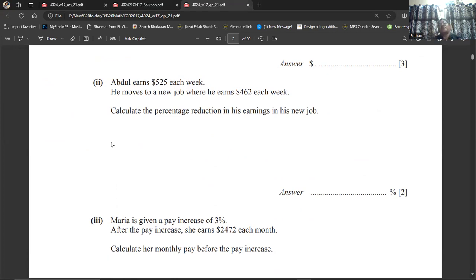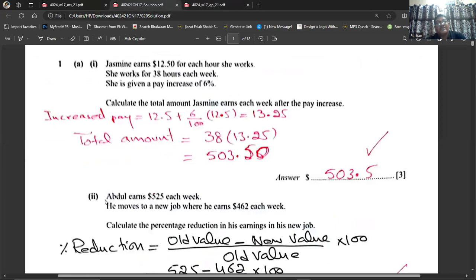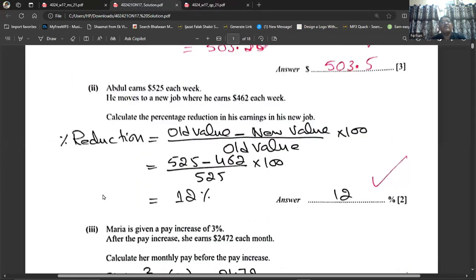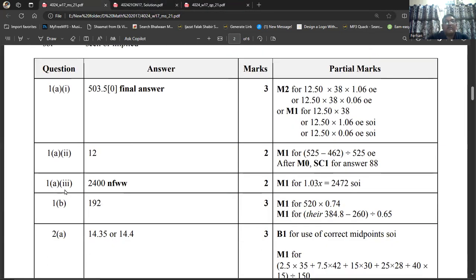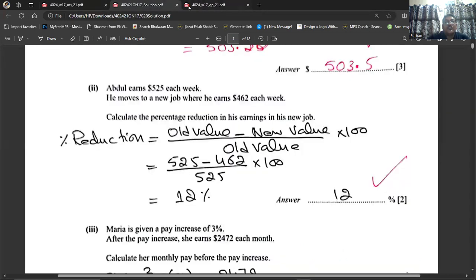The percentage reduction formula is very simple: reduction divided by the old value, multiplied by 100. How much is the reduction? That will be the old value minus the new value, divided by the old value, multiplied by 100. So 525 minus 462, get the answer, then divide it by 525, get the answer, then multiply it by 100, and you will get 12%. So there is a 12% reduction in his income. So this is the solution.